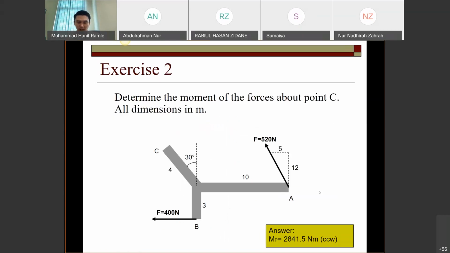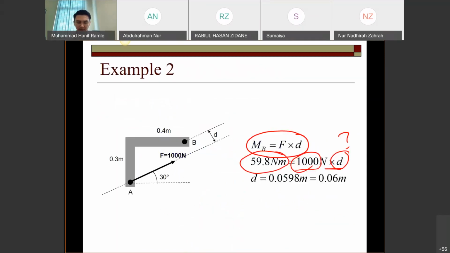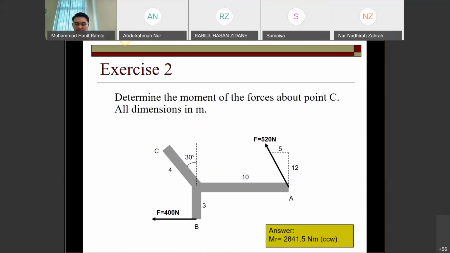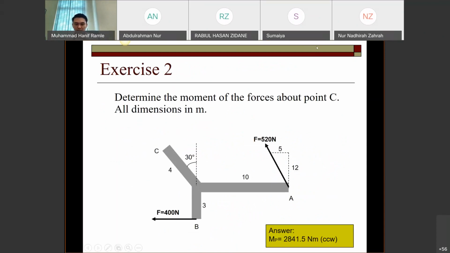Exercise 2. Okay, for exercise 2, we do have 2 forces. So you have to consider all forces to calculate moment. The previous example, we only have one force, but in exercise 2, we do have 2 forces. You have to find the moment of force about point C here. So you have to consider 2 forces.